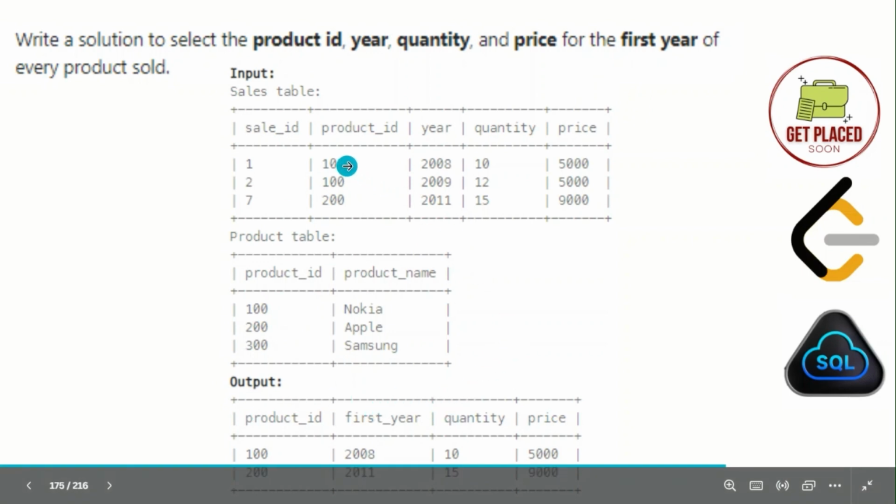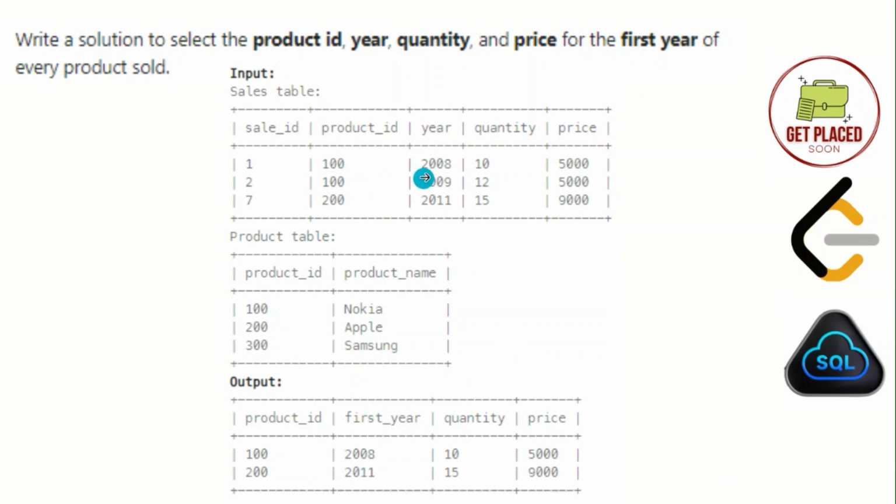Here there are 2 entries for Nokia, right? You can see 2008 and 2009. The 2008 values you need to retrieve. For product 200, there is only one, so you are supposed to retrieve that. As simple as that.